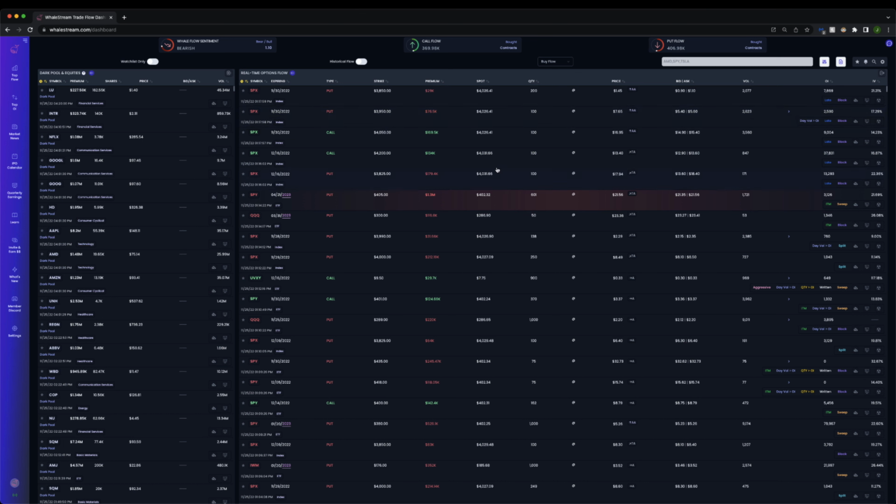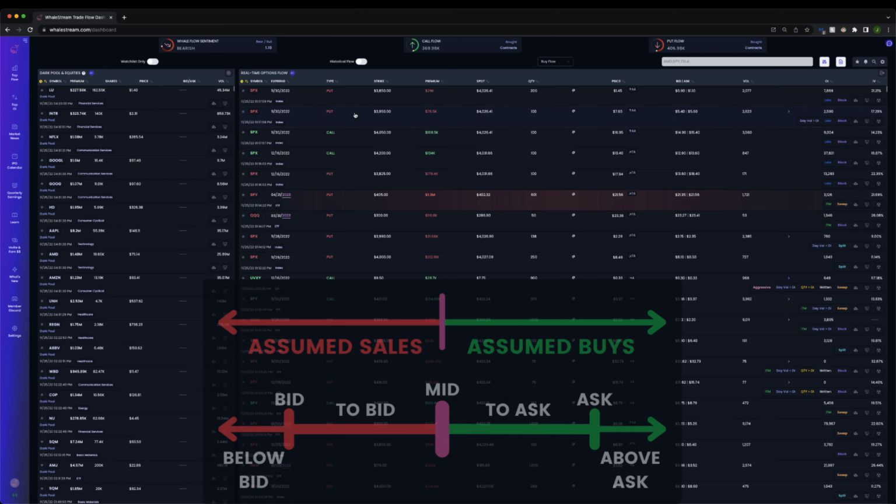Now, by default, when you first sign up, your dashboard will be defaulted to the buy side. As you can see right here, buy flow. This is orders filled toward, at, or above the ask side, implied buys. Now, as you can see, puts are colored red and calls are colored green. That isn't just because of calls and puts, we actually color our dashboard by sentiment. So red indicates bearishness and green indicates bullishness.